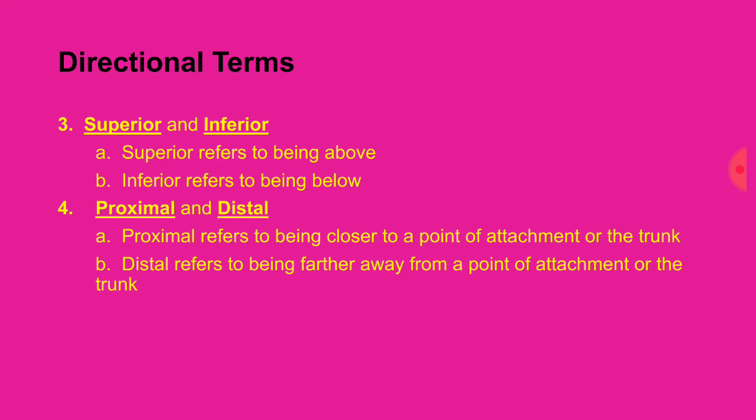Next terms are proximal and distal. Proximal refers to being closer to a point of attachment or the trunk. Proximal means nothing but closer to the point of attachment. Distal refers to being farther away from a point of attachment or the trunk, meaning away from the point of attachment.